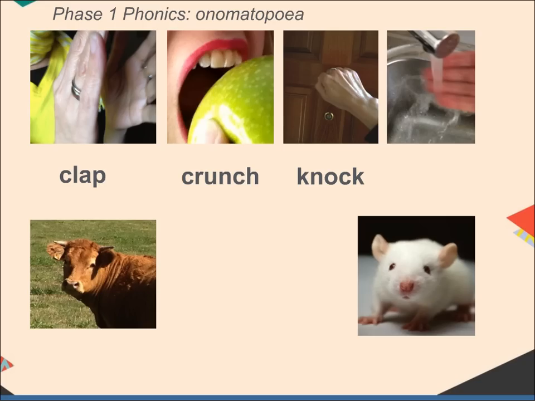splash. Okay, we have two animals here. What do animals say in English? It might be the same as in your language, or it might be different. A cow says moo in English, and a mouse says squeak.